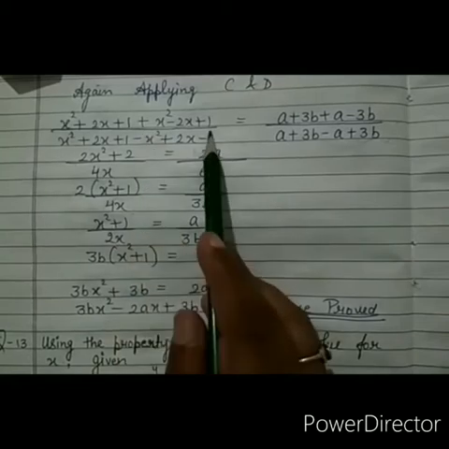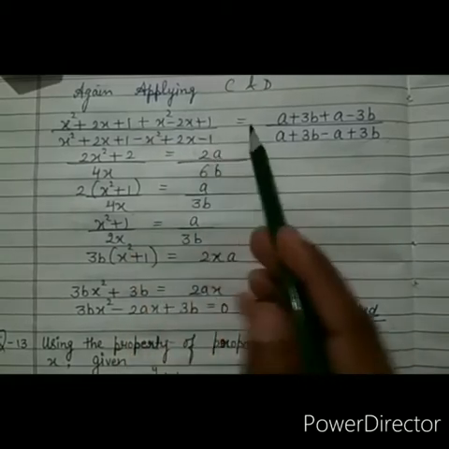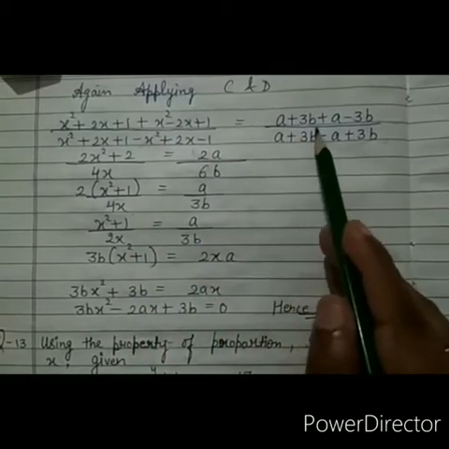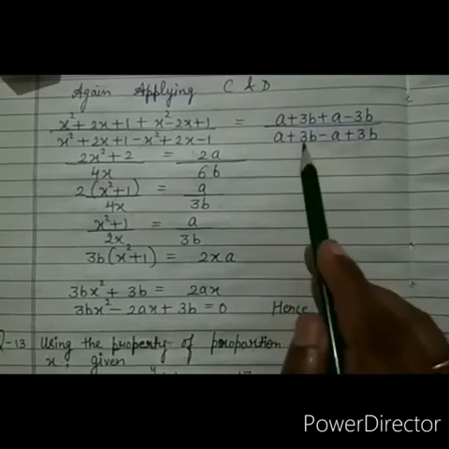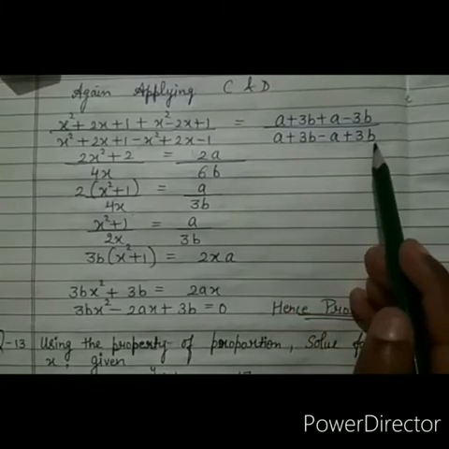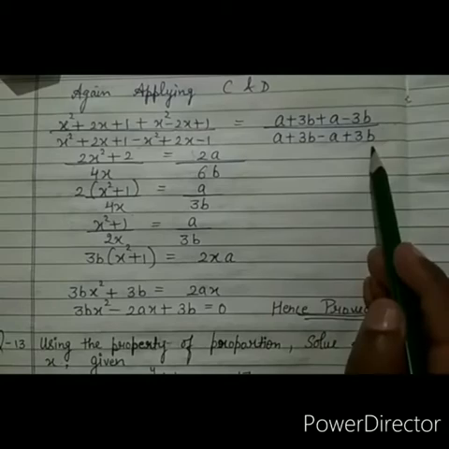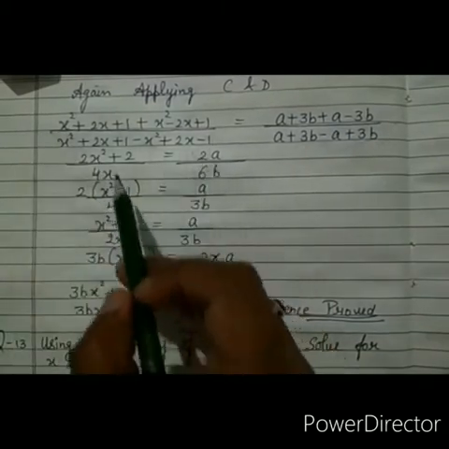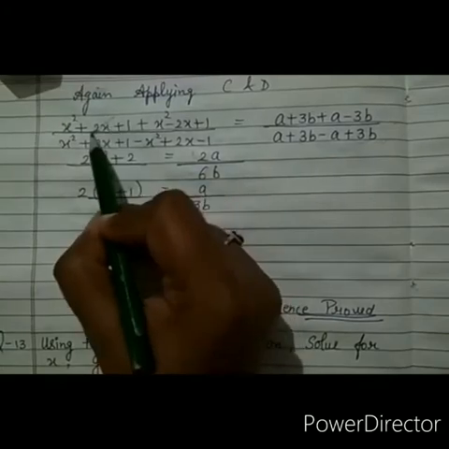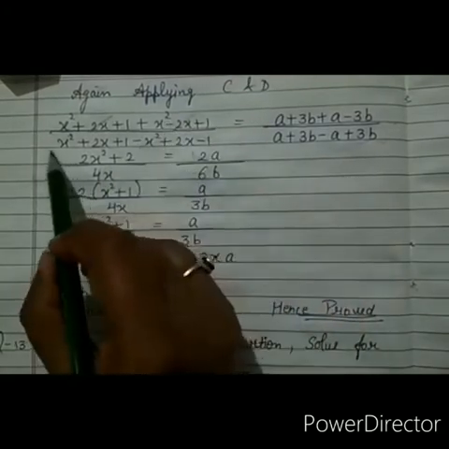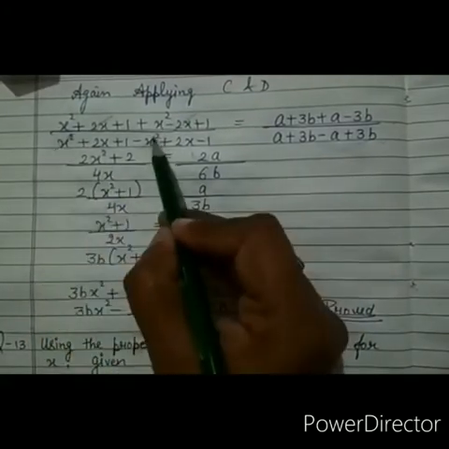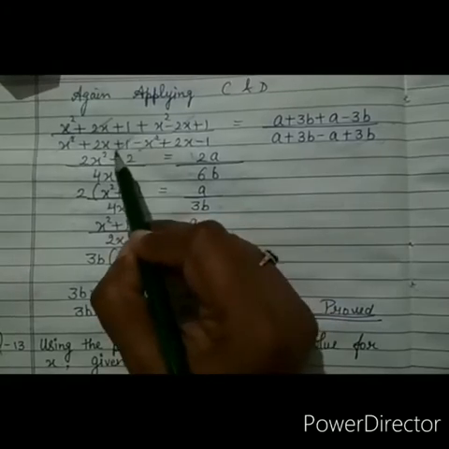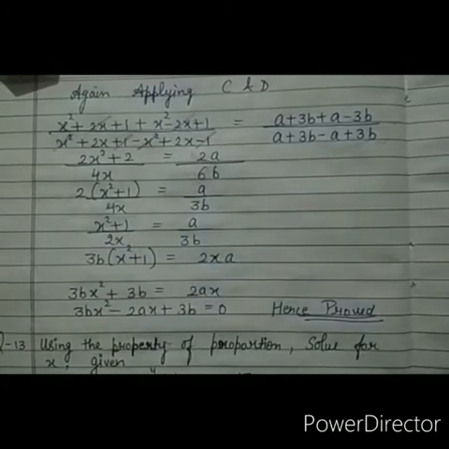Here when we subtract the denominator, then the sign will change. It is equal to (a + 3b + a - 3b) upon (a + 3b - a + 3b). Here also the sign will change when we subtract the denominator. Now after solving this, we will get plus 2x cancelled by minus 2x, and in the denominator x square is cancelled by minus x square and plus 1 is cancelled by minus 1.